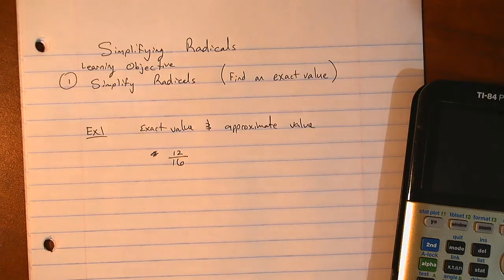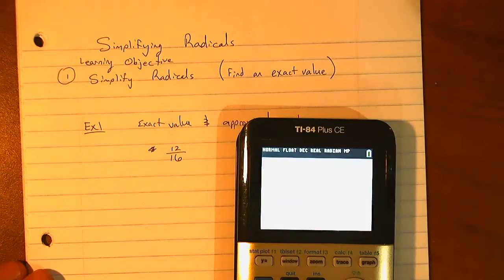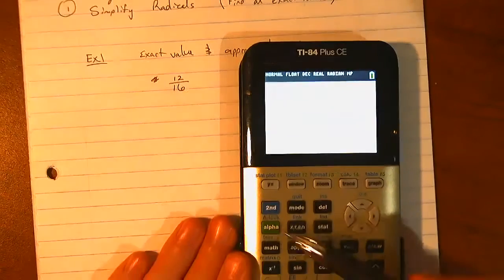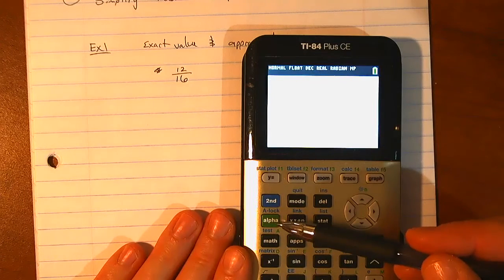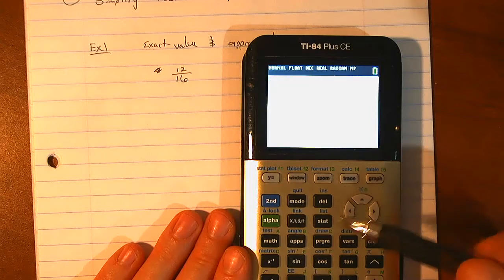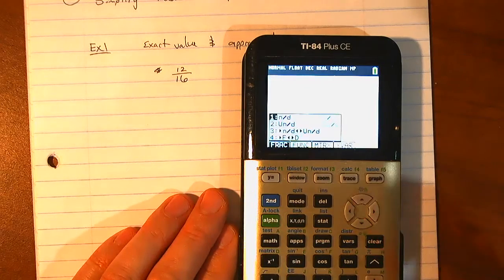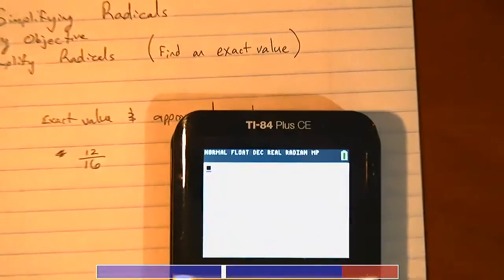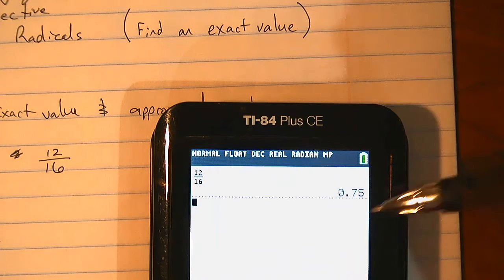12 over 16 is a fraction, okay? Now, on my calculator, I could type that fraction in. Remember, to get fractions in my calculator, I could just use the divide bar, and that would be simple. But I just want to remind you that you do have fractions built into your calculator. They're in these menus that say F1, F2, F3. So if I hit alpha F1, there's my fraction. I'm just going to type in 12 over 16. So 0.75 is what I get.